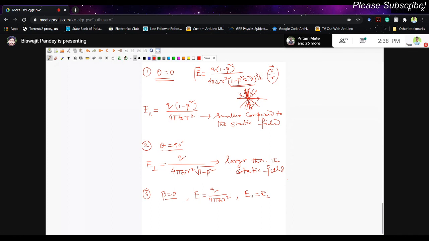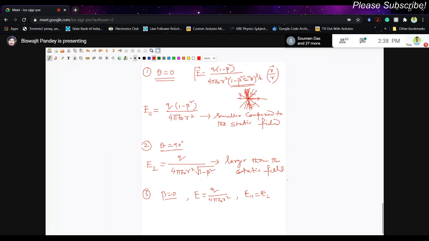Suppose I consider Gauss's law. Gauss's law tells us that the flux of the electric field across a closed surface which encloses the point charge will be equal to 1 by epsilon naught times the charge enclosed by the surface. Now, when the charge is static, the electric field is isotropic and inverse square. But when it is moving, it is inverse square but not isotropic.